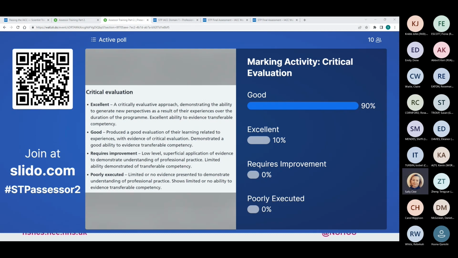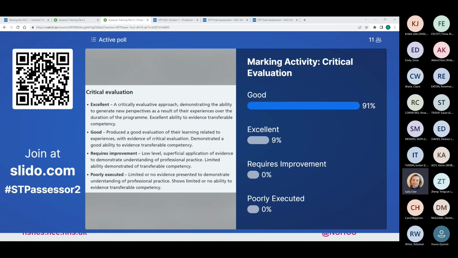And when giving the feedback, you can use some of what's in the marking criteria there. So you could say, you did produce a good evaluation, and here's some of the evidence for that. You can use some of the language to link it back to the criteria, because that is important to do. And then 9% of you put excellent. Okay, so it's good that you either thought it was excellent or good.